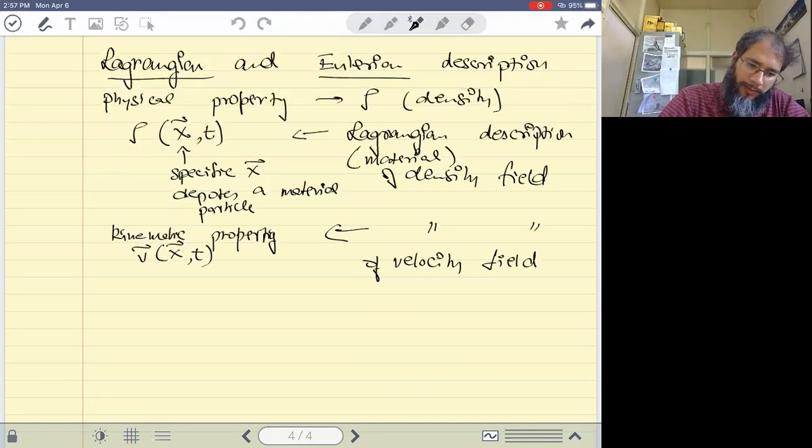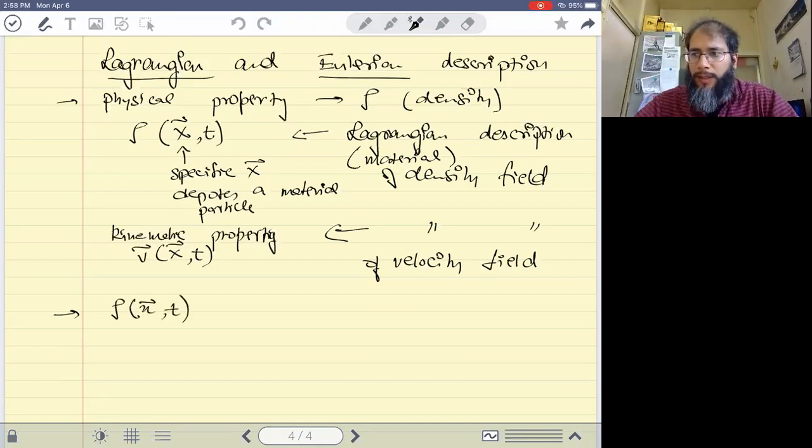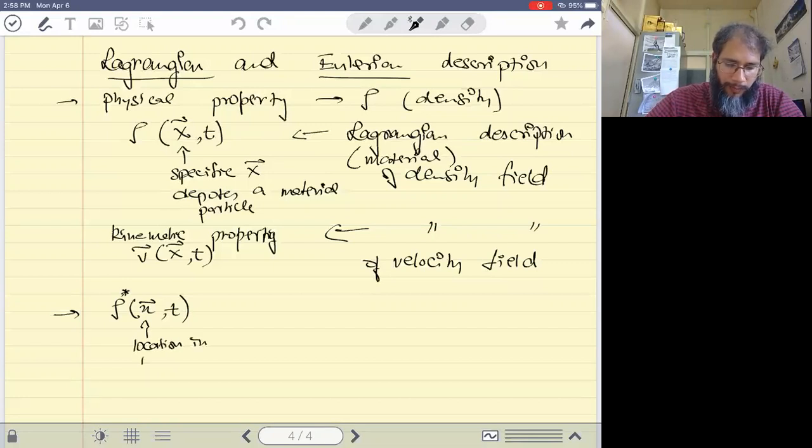The next one is, if I have density specified as a function of small x and t. Let's use a rho star, because I'm talking about a different function here, so let's not confuse it with the same rho. What this means is you specify some location in space, or location in the room, because remember, our spatial coordinate system is always fixed to some room coordinates. So some value of x will denote some point in the room, and t will denote some time.